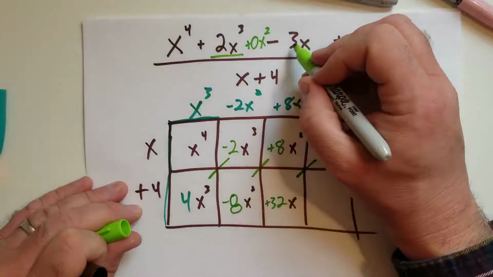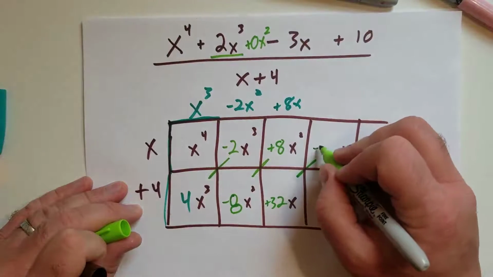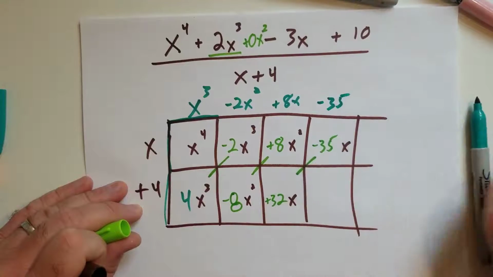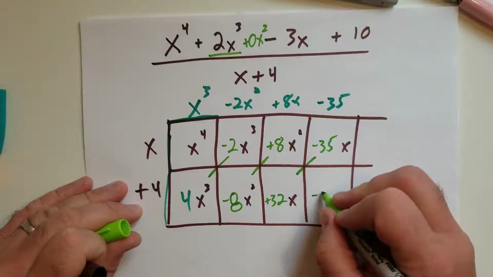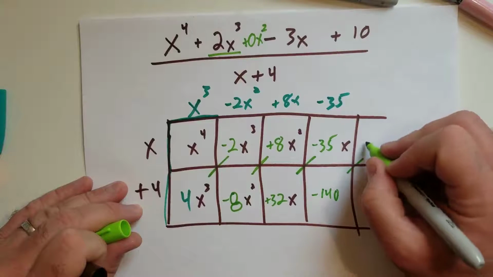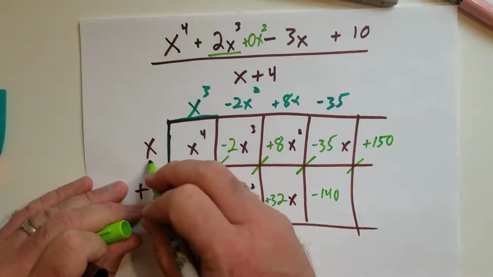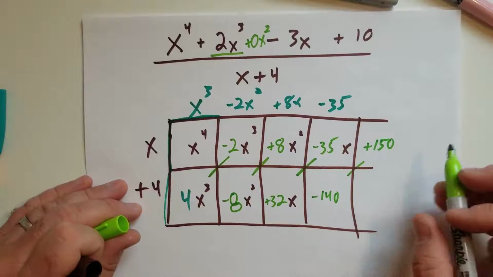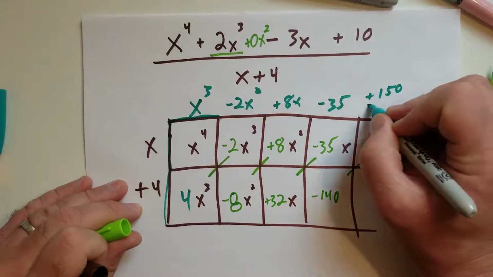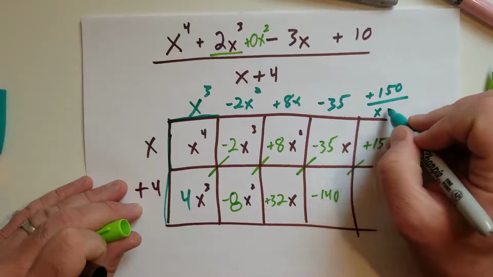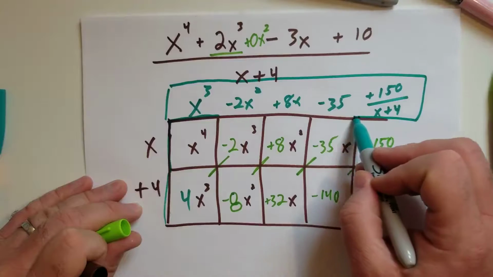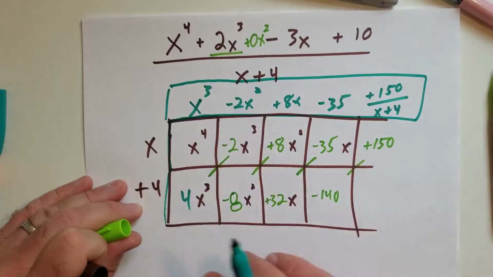These two need to add up to be negative 3. What times x gives you negative 35x? Length times width. And we need this to equal 10, so we need to add 150. And because we can't divide 150 by x without keeping it as a fraction, this is just going to be a remainder out of this entire divisor. So this is the quotient of this polynomial divided by x plus 4.